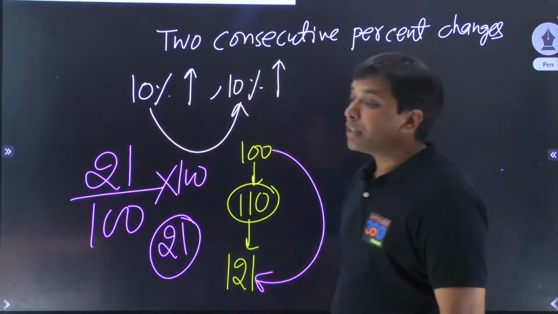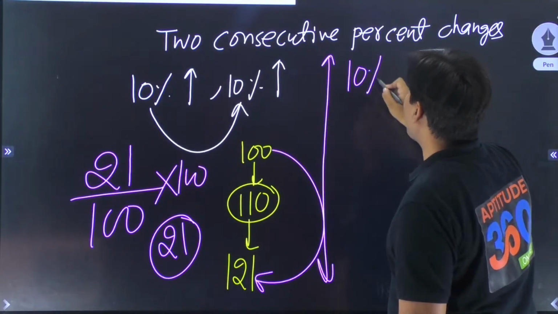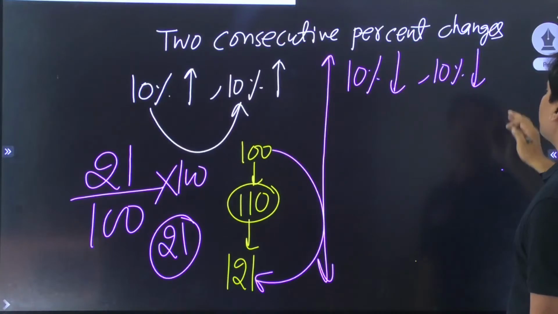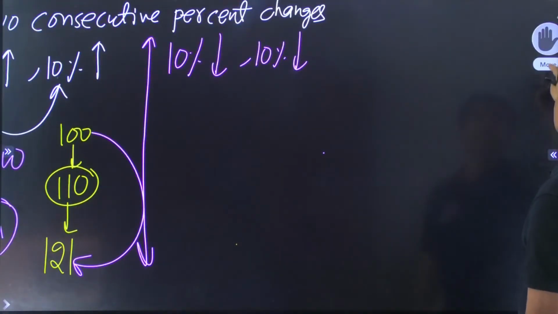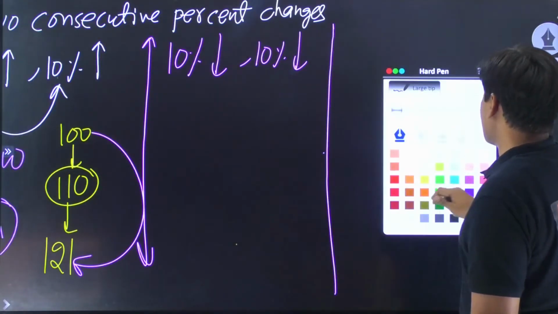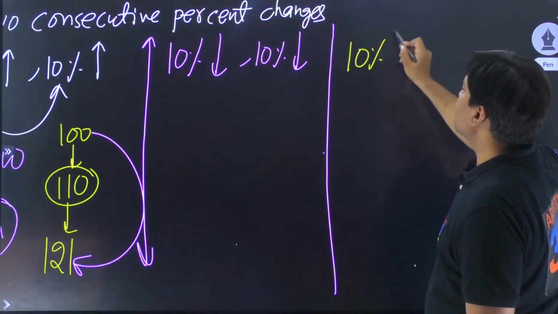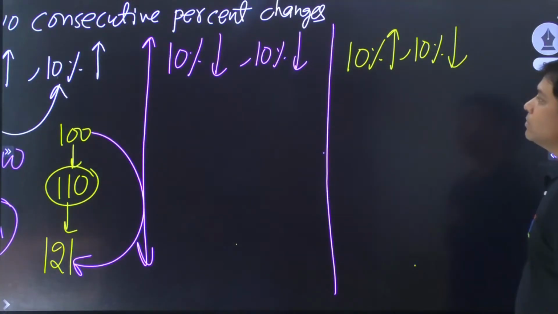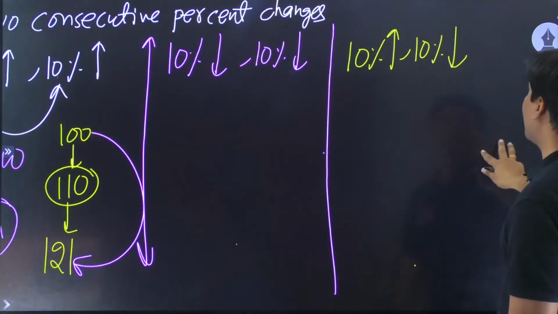Is that okay? Now what if we say that the population of the village is decreasing by 10% and then further decreasing by 10%? What would be the answer in the second scenario? And the third case, where the population is increasing by 10% and then decreasing by 10%. And then another case.